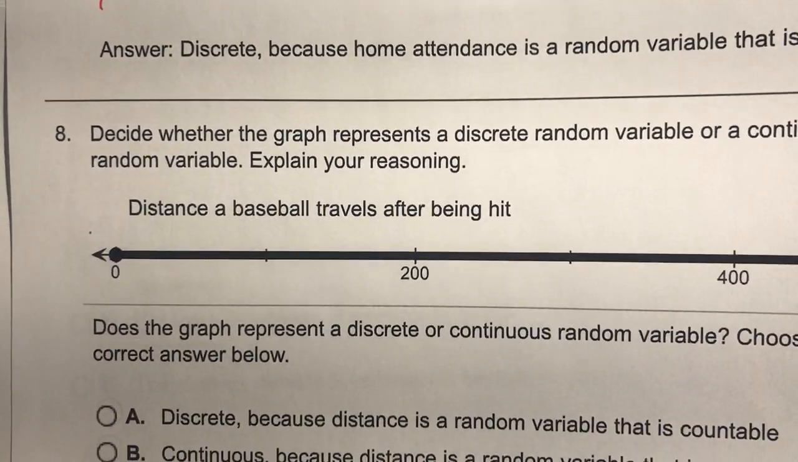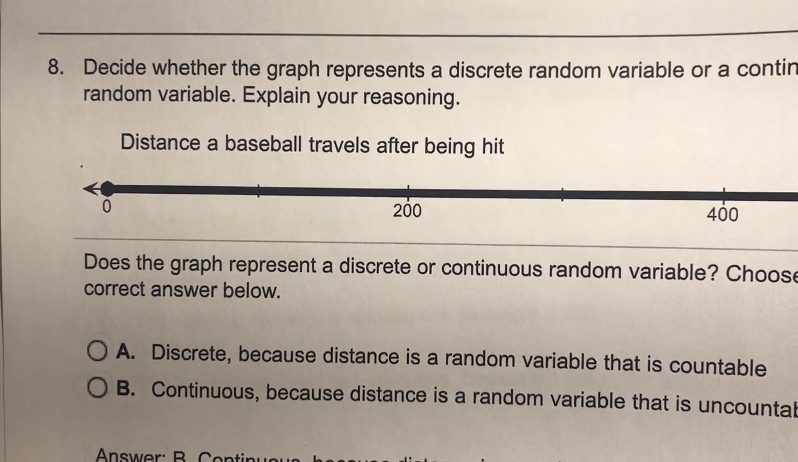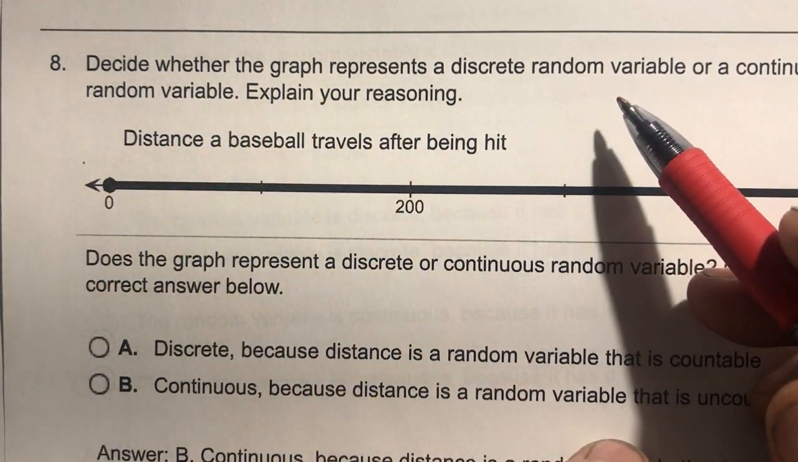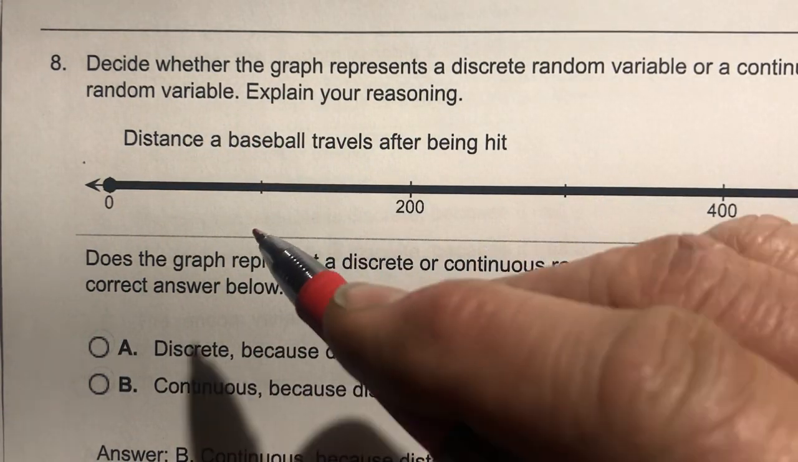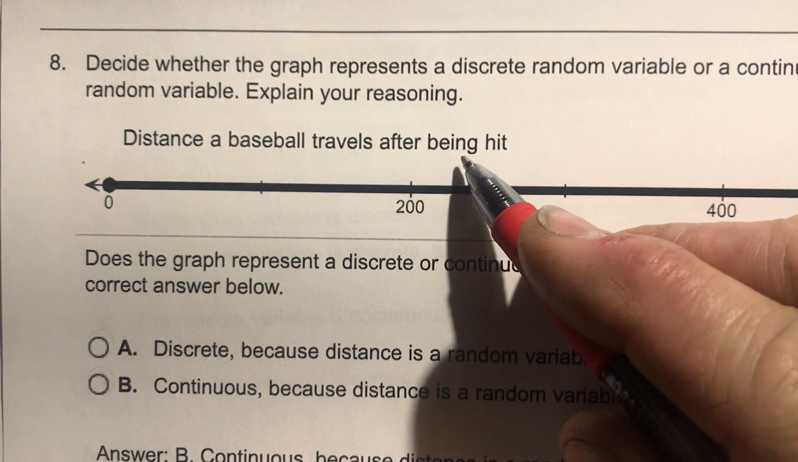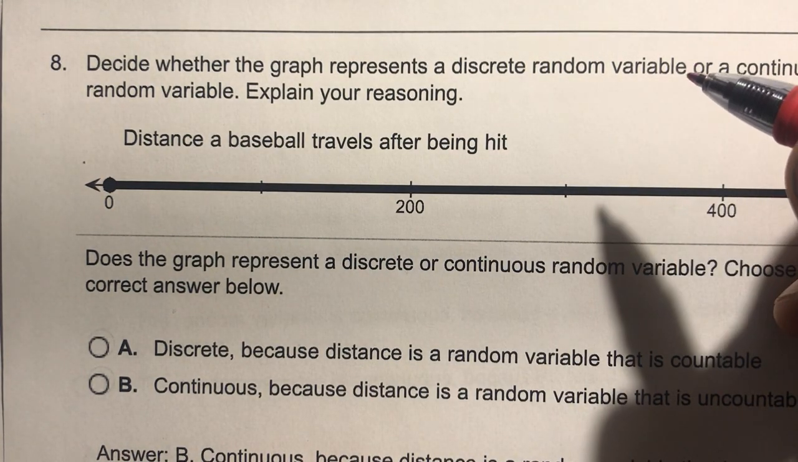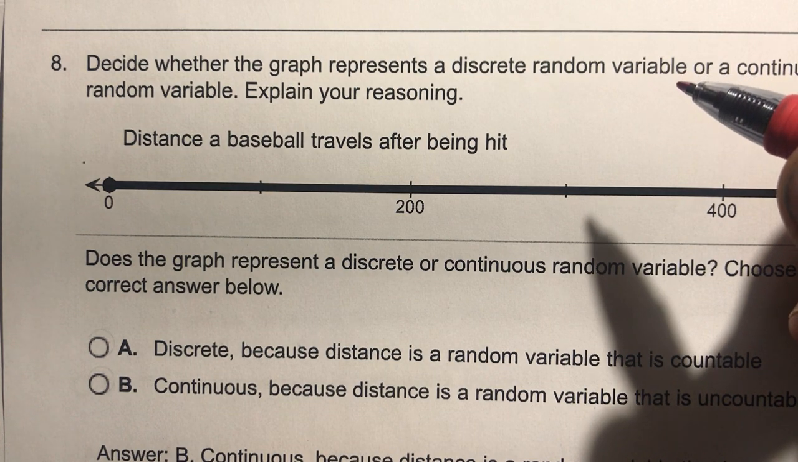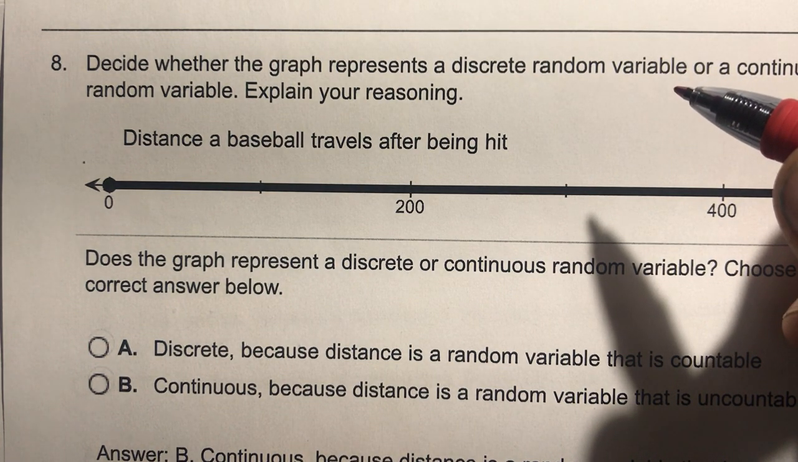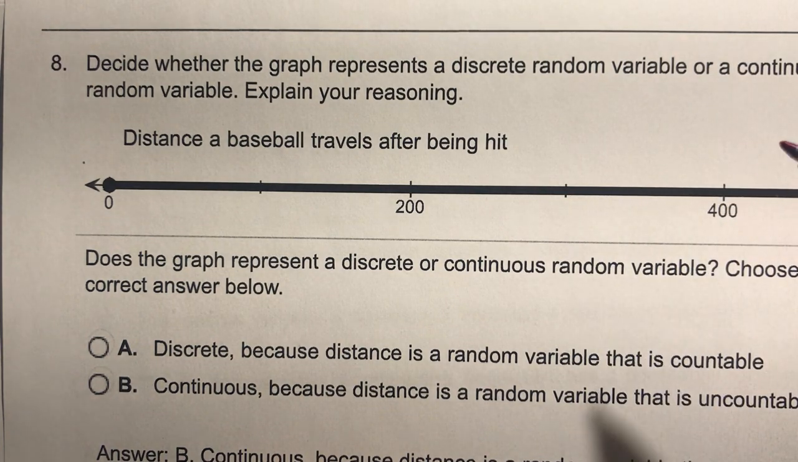See, it's not uncountable. If it's continuous, it's uncountable, and you can count up the different attendances, even though it's a big number. Number 8, decide whether the graph represents a discrete random variable or a continuous random variable. The distance a baseball travels after being hit. Okay, you could bunt the ball and it'd go 5 feet. You could hit it 30 feet, 35 feet, 35 and a half feet. This is continuous. So this is B, continuous.